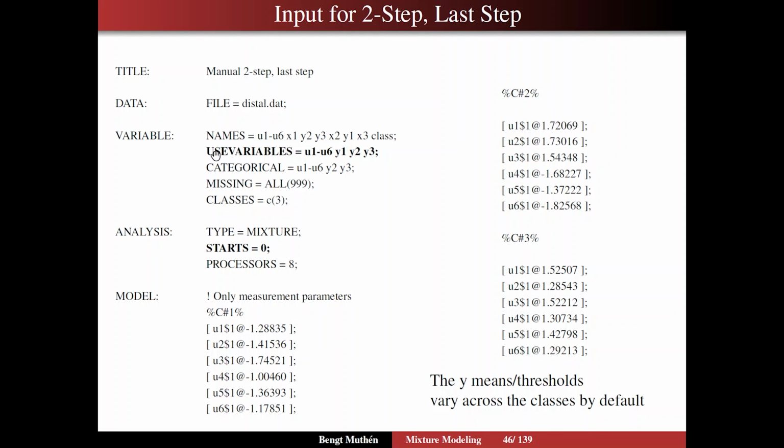So going back up, the use variables are u1 through u6, the latent class indicators, because they're mentioned in the model here in the last step, and that's specific to 2-step, that you have the latent class indicator variables in the last step. You don't have that in the 3-step or BCH. And you have the 3 distal outcomes. And these are the categoricals. And you have starts equals 0. And once again, the y means or thresholds vary across the classes by default.